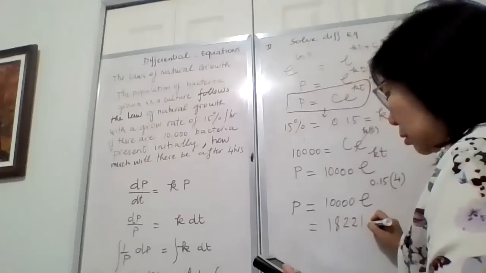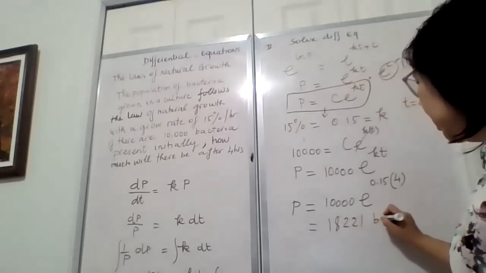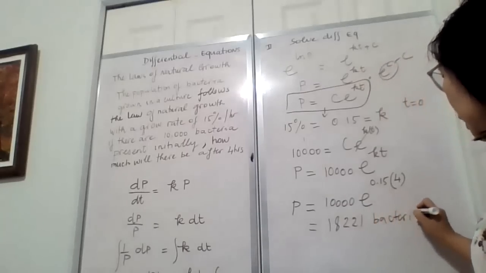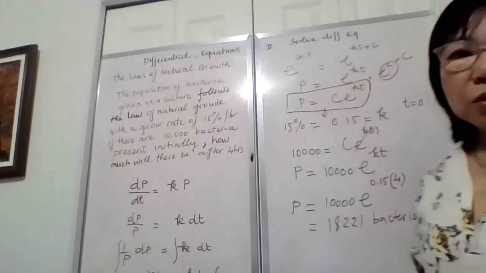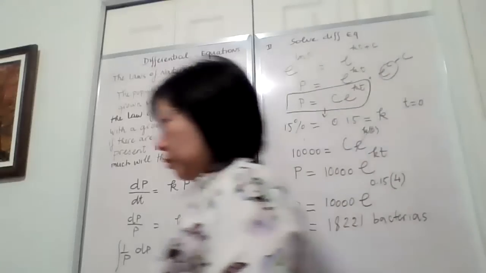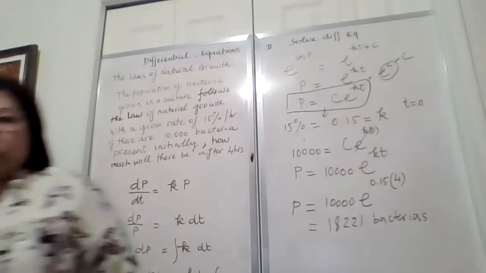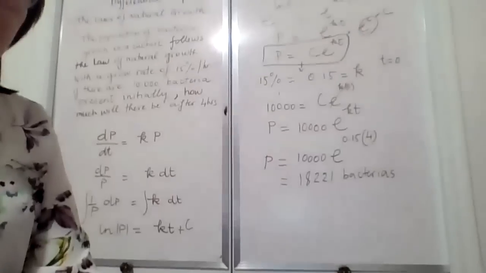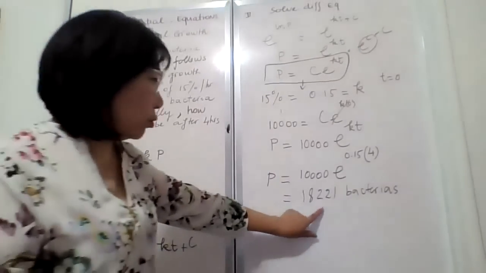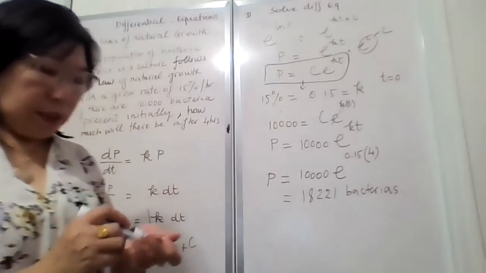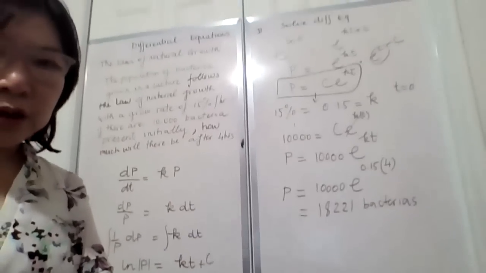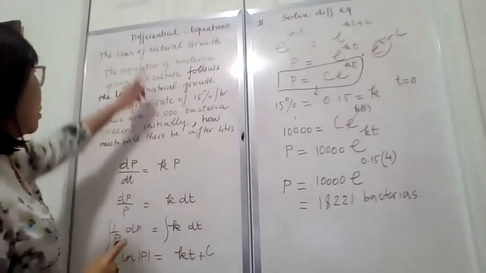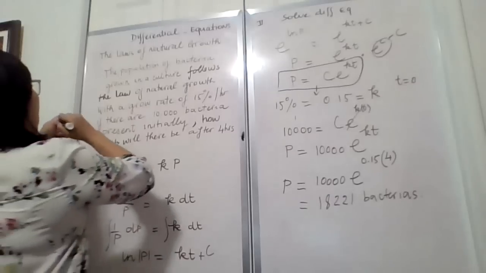So the answer will be 18,221 bacteria. So after 4 hours, the number of bacteria is 18,221 bacteria. I just want to show you one question applying the law of natural growth.